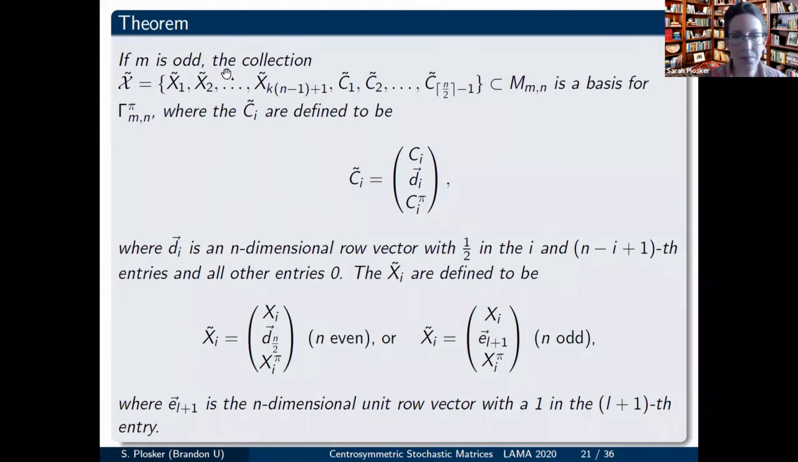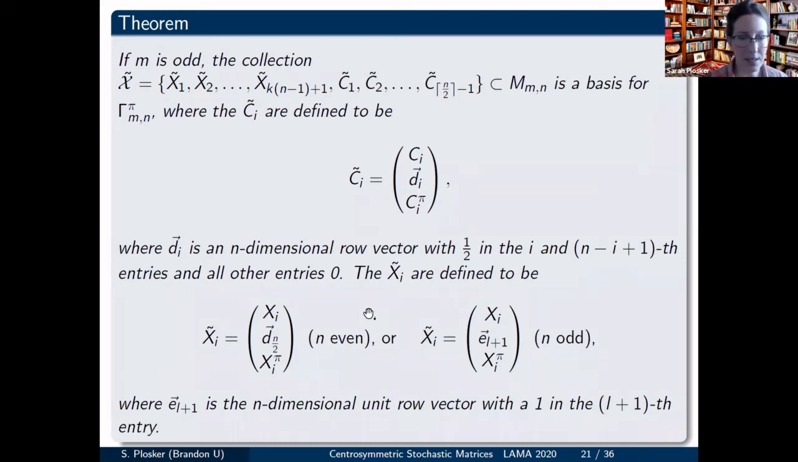So if M is odd, you have this basis where the Ci tildes, you take the Cis, so ones in the ith column, zeros everywhere else, and then you rotate 180 degrees. So you have Ci up top, the Ci rotated in the bottom, but you have to stick in this middle vector with 1/2 in 2 spots, the ith spot and the n minus i plus 1 spot. All the other entries of that vector are 0. So ignoring this, it's kind of exactly what you would assume, but then you have to stick in this middle vector with the 1/2.